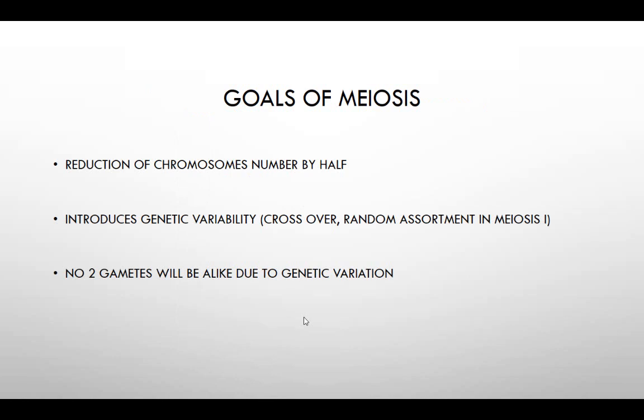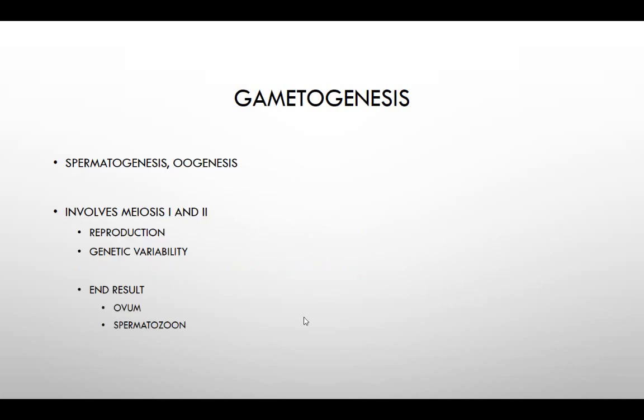Okay, so just to recap, the goal is to reduce the chromosome number by half to 23 chromosomes, and to introduce genetic variability with the crossover and the random assortment in meiosis 1, and the fact that no gametes will be alike due to this genetic variation.